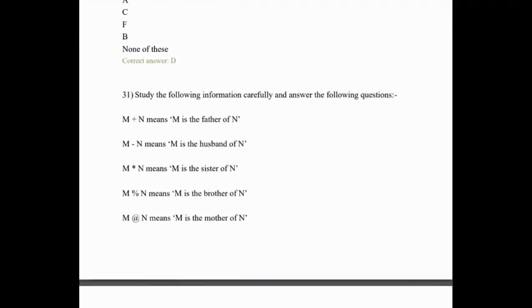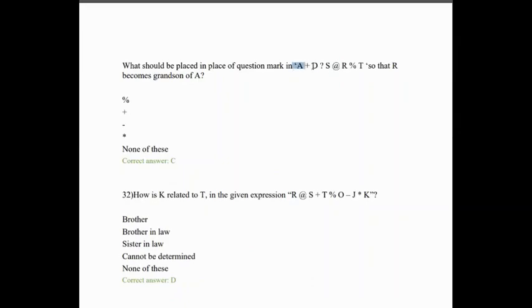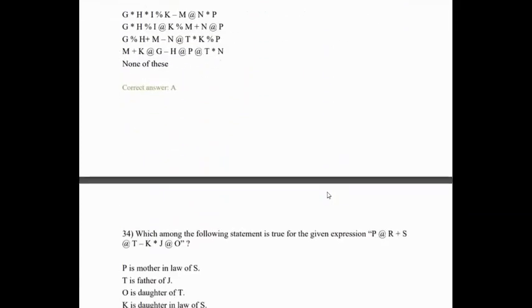So till now we have seen 30 questions. Now this is one more easiest question, that is a relationship based question, where M plus N is written. M plus 1 is father, like M minus N is husband. There will be different relations based on the different signs that have been used. Now they will give one sequence, so you need to decode it. So A plus D means A is father of D, then D question mark S is the statement that has been given. So like that you need to find out. Okay, so this is also doable.